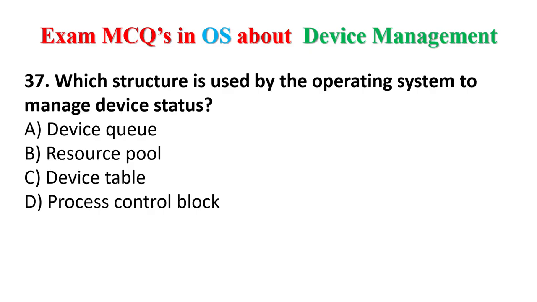37. Which structure is used by the operating system to manage device status? Device queue, resource pool, device table, process control block. The device table is used by the operating system to manage the status of the devices.